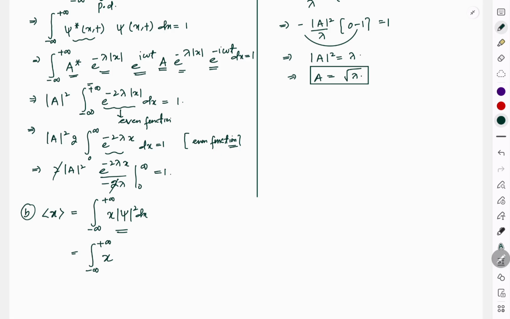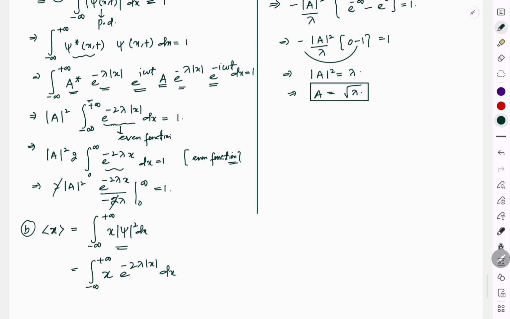What is psi square? We know psi square is this part, e to the power minus 2 lambda mod of x, because psi star and psi will give a psi square. So this whole thing is the psi square without dx, leaving the dx part. There remains mod A square, which will be taken outside. Because this goes with this, and this goes with that, there remain only these two parts, and we took these two outside.